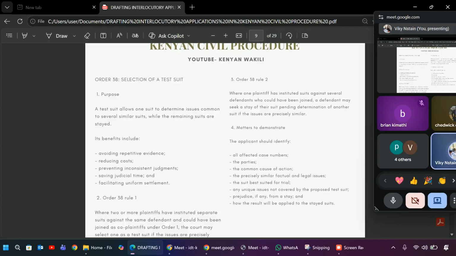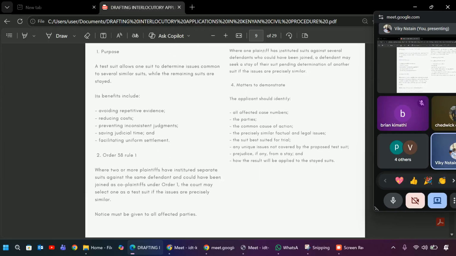So you can have a 5 marks question telling you to discuss the advantages of a test suit. So the advantages are that you are avoiding repetitive evidence across all matters, you are reducing costs, and you are preventing inconsistent judgments, and you're saving judicial time and even facilitating uniform settlement across all those matters. So those are the benefits of why it is important to consider one matter as a test suit and let that matter maybe determine liability, then it will apply across board in all other matters. So Order 38 Rule 1, where 2.